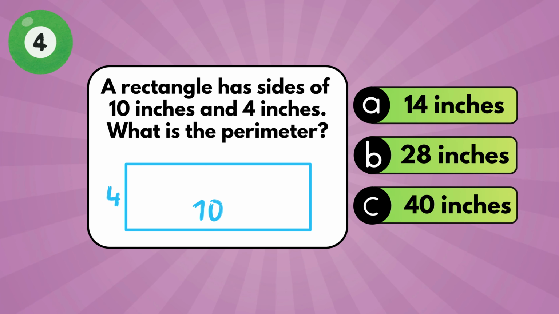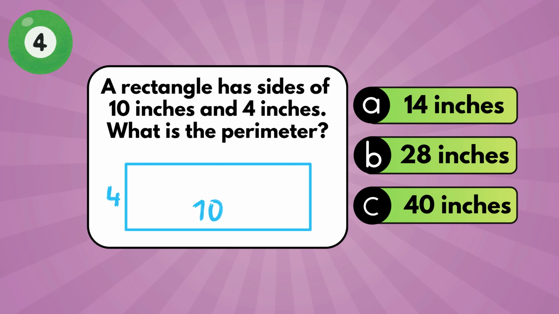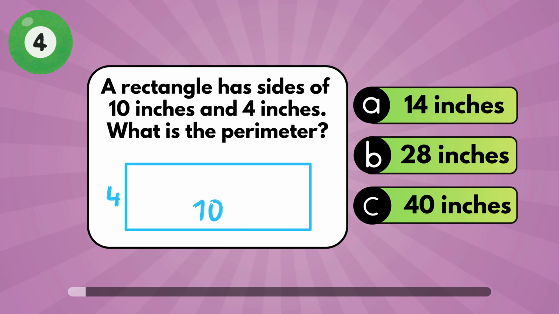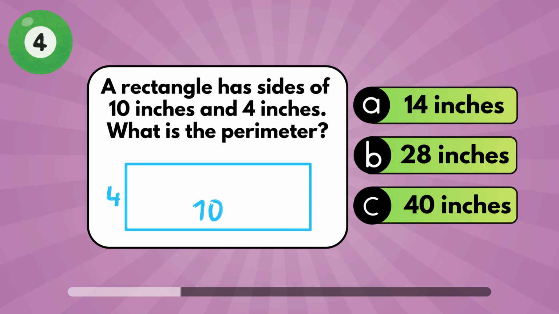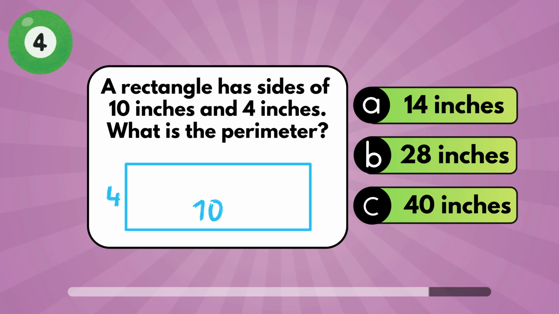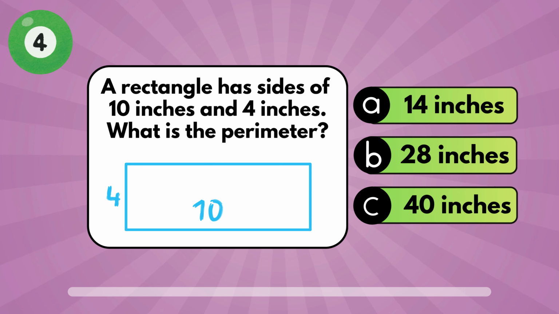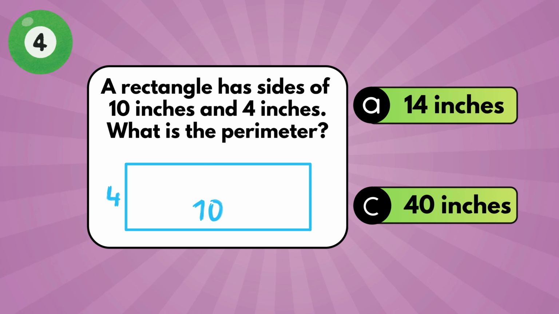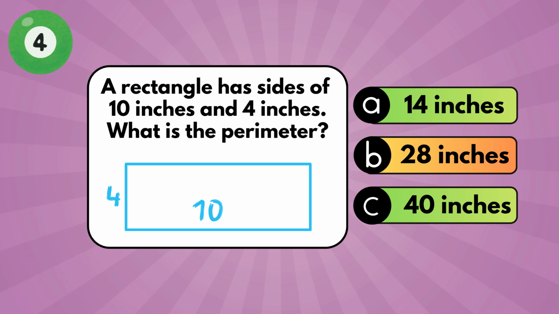Next question. If this rectangle has sides of 10 inches and 4 inches, what is the perimeter? Yes, the answer is B, 28 inches.